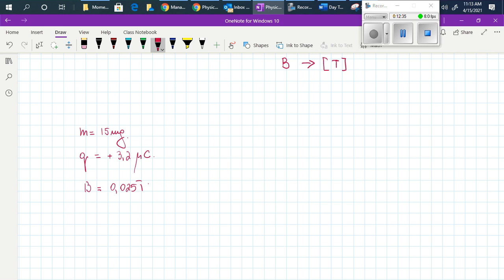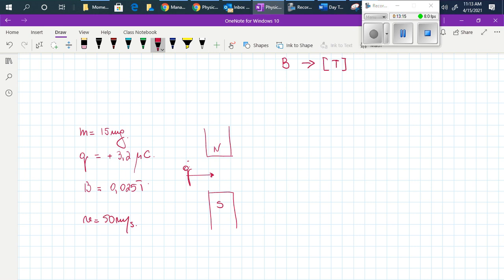And the magnetic field is something like this. So let's say that here is north and here is south. So we have a charge that is entering here with a velocity of, let's say, 50 meters per second. What is the magnetic force that the charge is experiencing, and what is the acceleration as a result of this force only, not the gravity?